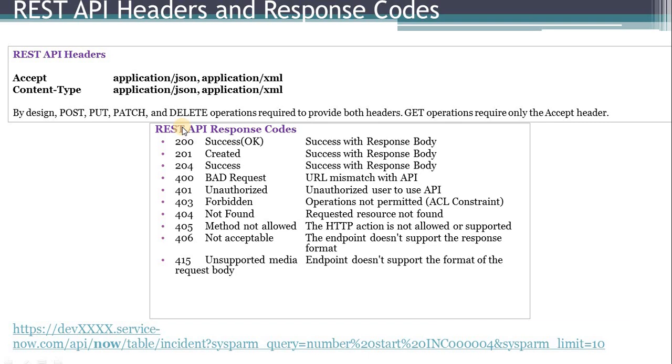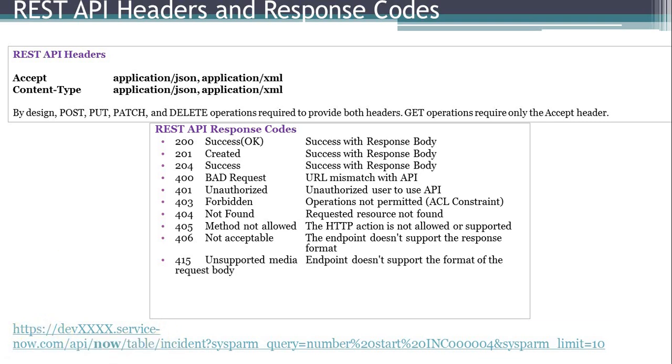Okay, now if we talk about the response codes, there are certain codes you might see when you execute the queries. So 200 stands for success, 201 stands for record is created, 204 is a success, 400 is a bad request, unauthorized, forbidden, not found, like that. Okay, so in detail you can go through the different blogs available on the internet for all these API response codes.